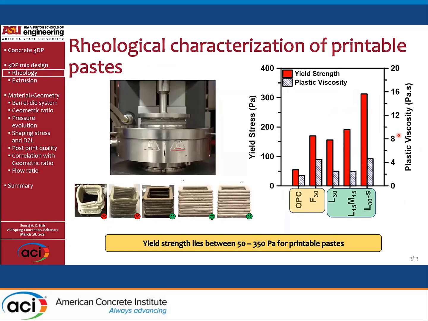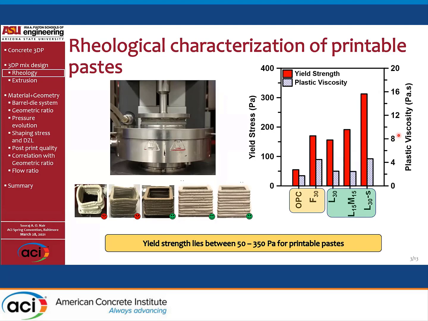One is the rheology of the binder. Second is the geometry, or the system part, of the extruder, and the third is the post-print quality of the binder. We'll also be focusing on extrusion using a barrel die system and not a screw extruder system, but this study could be extended to that as well.